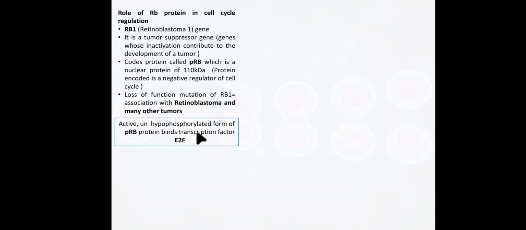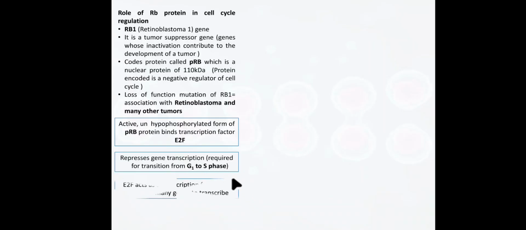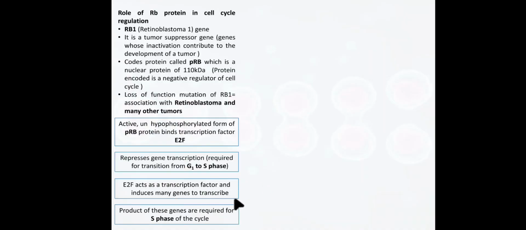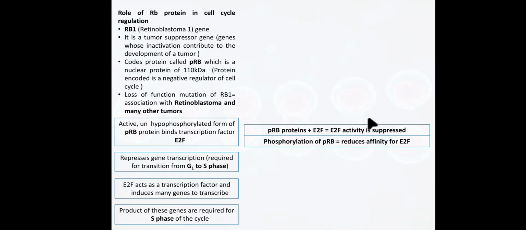The active hypophosphorylated form of pRB protein binds to transcription factor E2F. This represses gene transcription required for transition from G1 to S phase. E2F acts as a transcription factor and induces many genes to be transcribed. Products of these genes are required for S phase of the cycle. With pRB bound to E2F, E2F activity is suppressed.